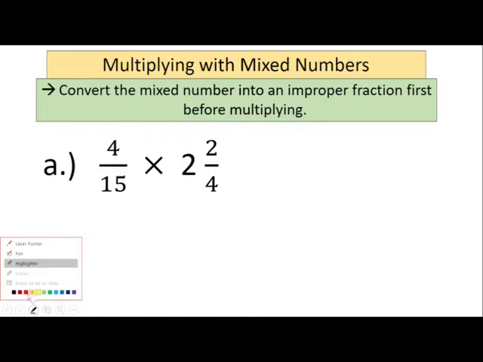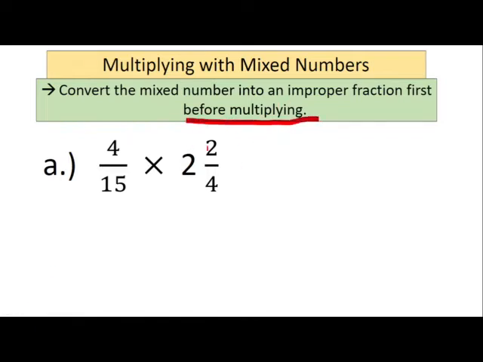Kapag mag-multiply ka, lagi mong tatandaan, you cannot proceed to the operation if you have a mixed number in here. Gawin muna natin siyang improper fraction. Sir, paano po ba gawin yon? Well, that just means magkakaroon ka lang dito ng denominator at saka numerator. Yung denominator natin, hindi na natin problema yan. We can just copy that right away and it's 4.